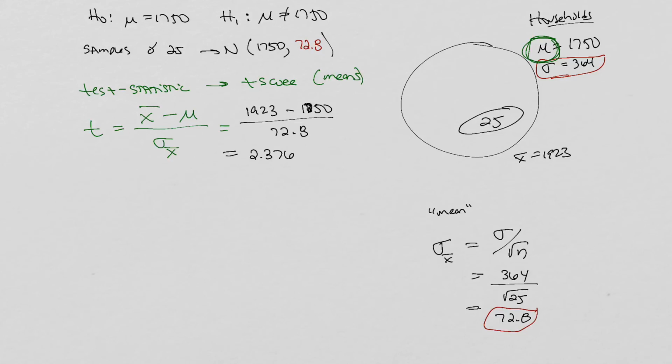If you multiply all this out, you get 2.376. Now, since this is a t-statistic, we need to use our t-charts. Remember, we use what's called degrees of freedom on these charts, which is just my sample size minus 1. So in this case, it's 24. So let's go to our charts. Let me put that chart in here.